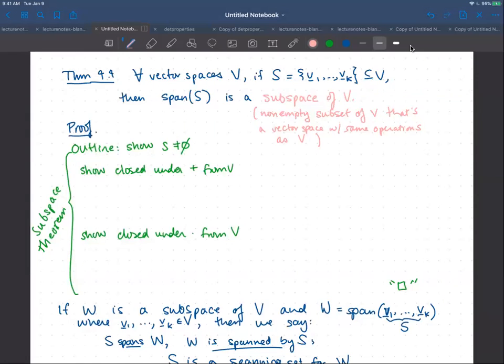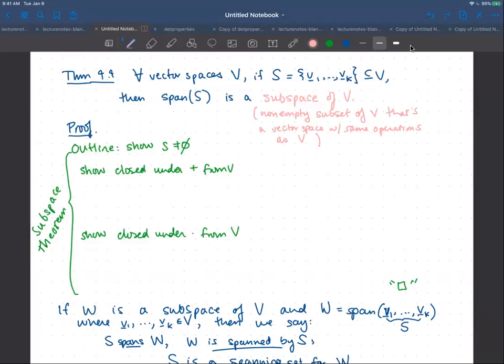All right, so we were in class, we were looking at span, and then we got this theorem that said the span of a set of vectors in a vector space is a subspace of that vector space. And we hadn't yet talked about subspaces, so I didn't do the proof, but I'm going to do it now.